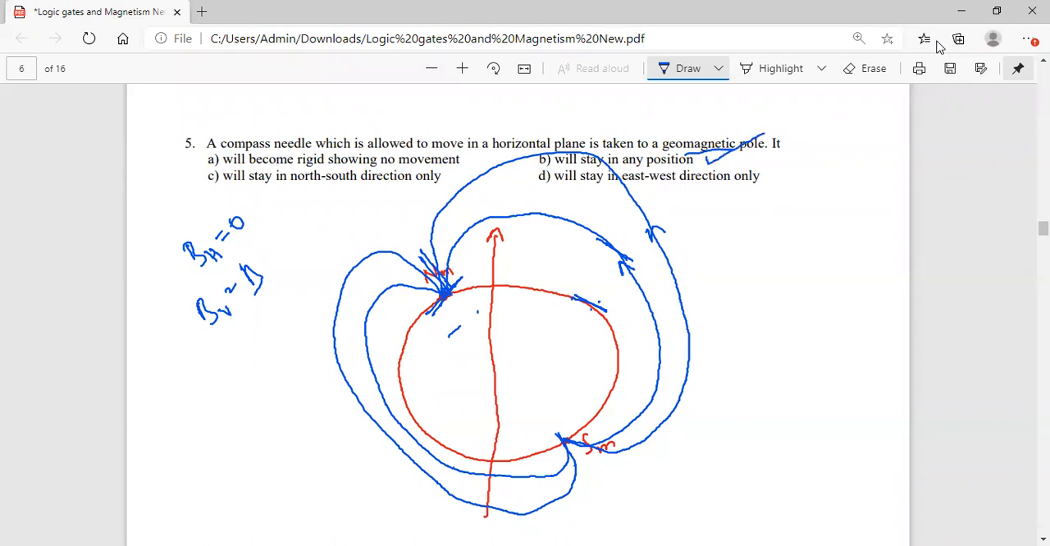It will stay in any position. Because of the horizontal component of the Earth's magnetic field, it is always aligned in the north-south direction. When we reach the geomagnetic poles where BH is equal to 0 and BV is equal to B, that is the Earth's magnetic field, hence at that point the magnetic needle will stay in any position. Option B is the correct answer.